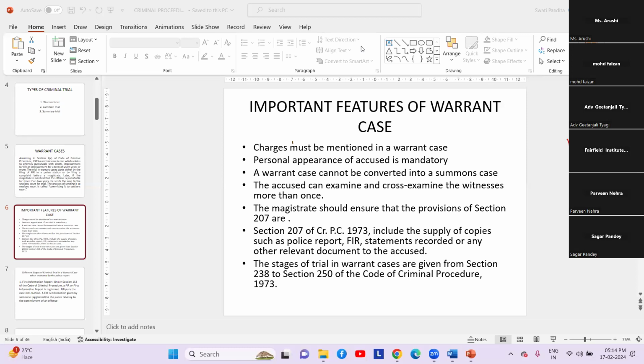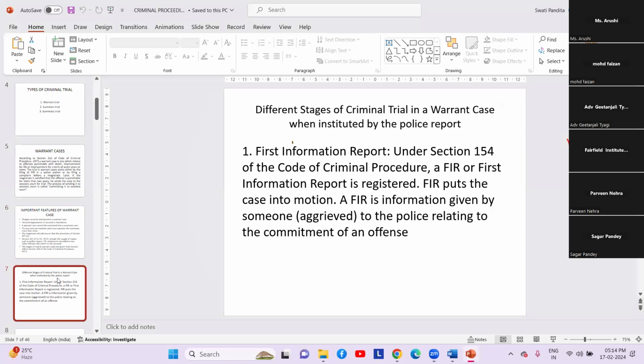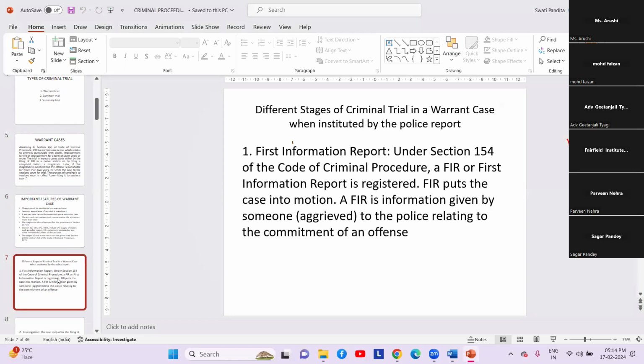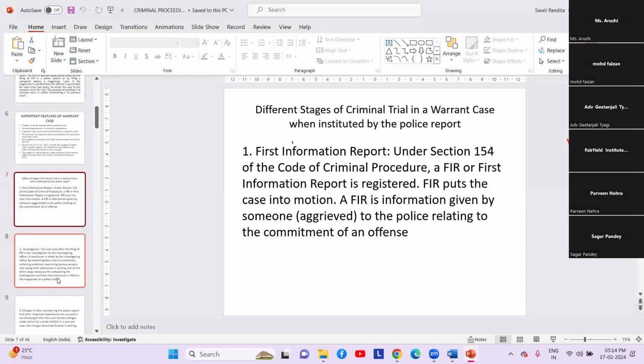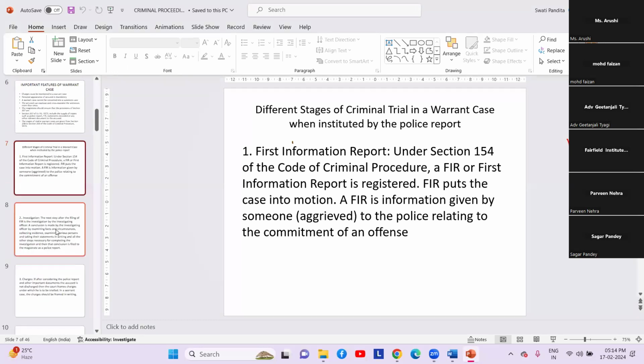The accused can examine and cross-examine the witnesses more than once. This is something where the accused has a liberty, some right. Because in India, while conducting a criminal trial, an accused also has certain rights.